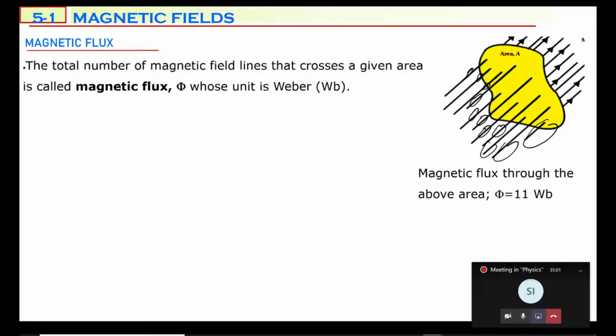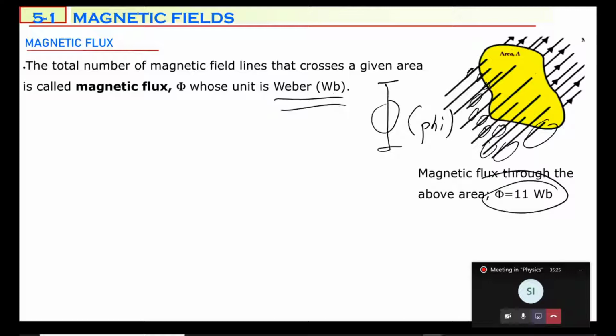Then we say that the magnetic flux through this area is 11 Weber. Yes, Weber is the unit of magnetic flux, and the symbol of magnetic flux is phi. We write it like this. Magnetic flux is written by phi, and its unit is Weber. Weber is the unit of magnetic flux. Is it okay? Is the magnetic flux definition clear?